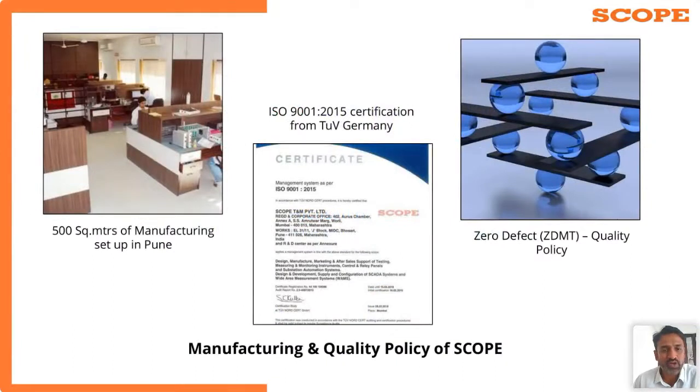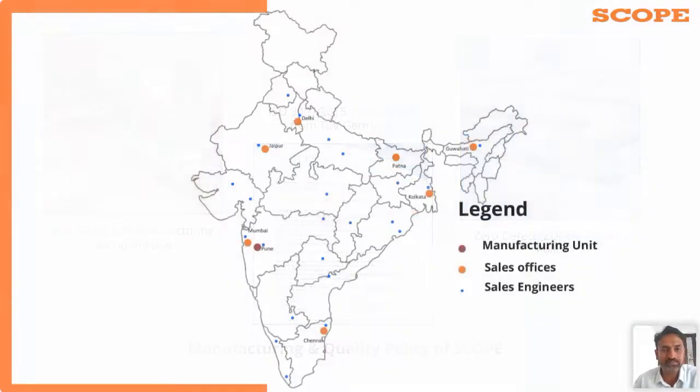We are an ISO 9001:2015 certified company, and we always follow the zero defect ZDMT quality policy in our factory while manufacturing any product. We have a presence in India, with a corporate office in Bombay, the factory and R&D in Pune, and a regional office in every major town in India.